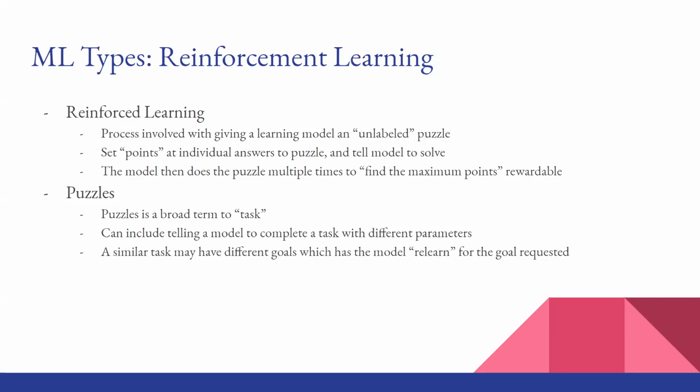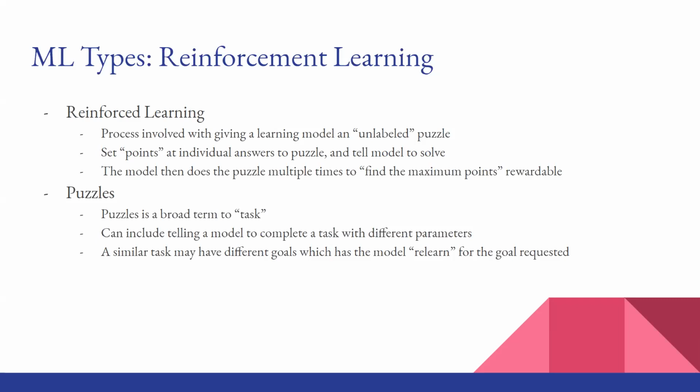For example, we might tell someone, we want you to solve this as fast as you can, or we want you to solve it in as few moves as possible. Those are two different ways to do it, and we're going to give you the most points if you do it either the fewest way possible, or we'll tell them you get the most points if you can solve it as quickly as possible. From this, the model then does the puzzle multiple times to find the maximum points rewarded.